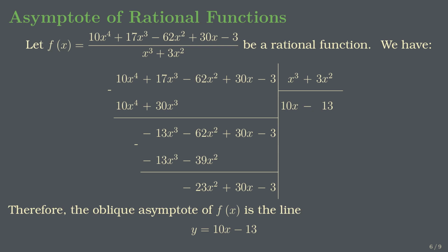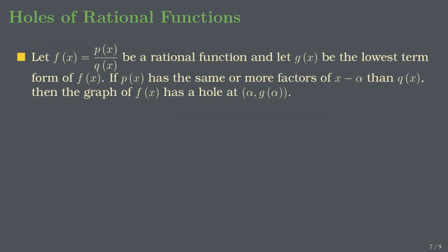Okay, so that is an example to illustrate how we can find the oblique asymptote of a rational function whenever the degree of the denominator is 1 less than the degree of the numerator. Okay. Now we talk about holes of rational functions.